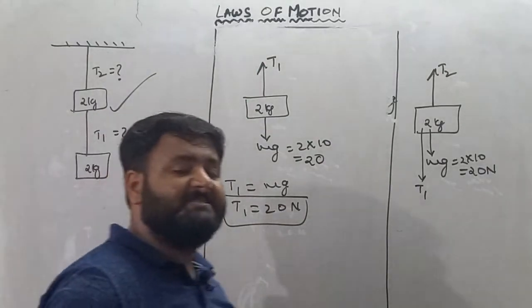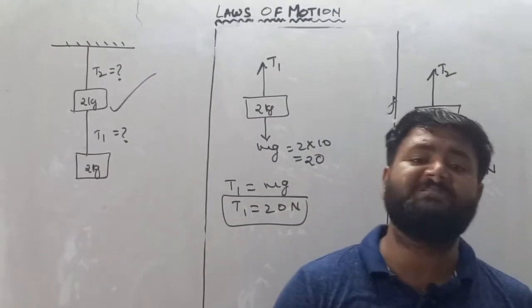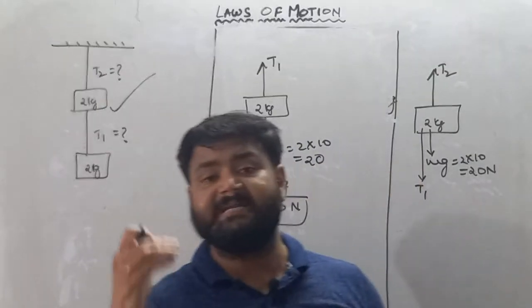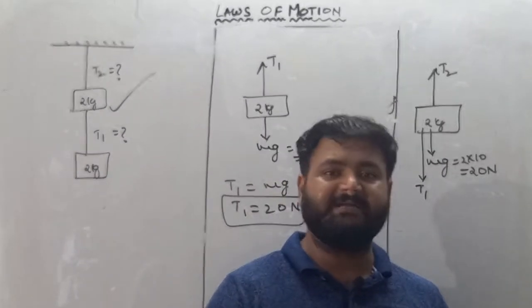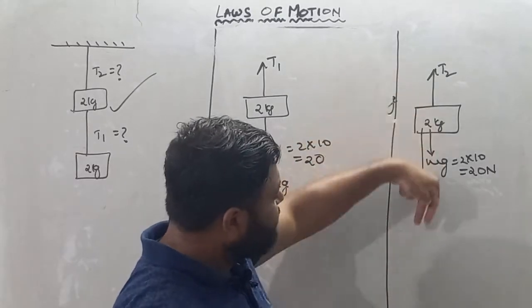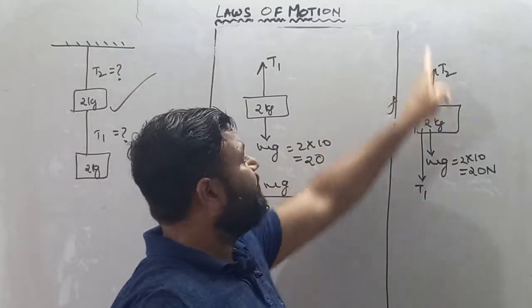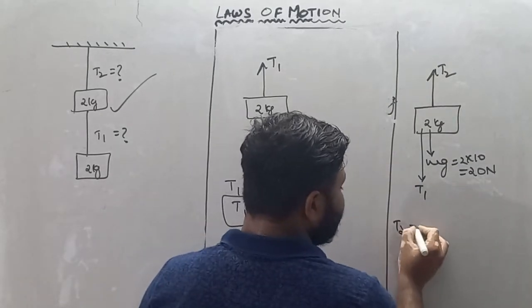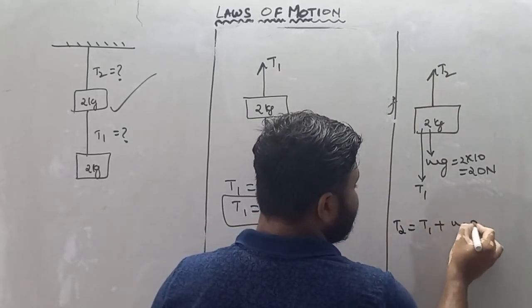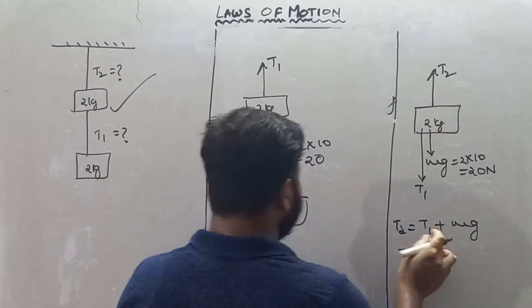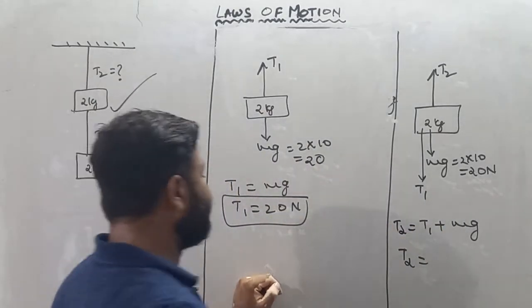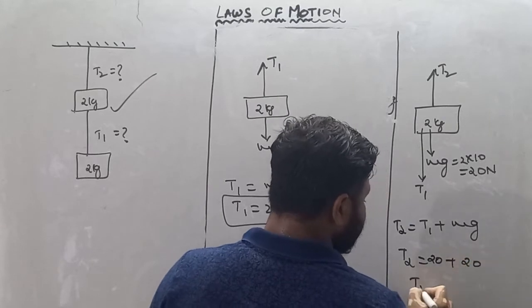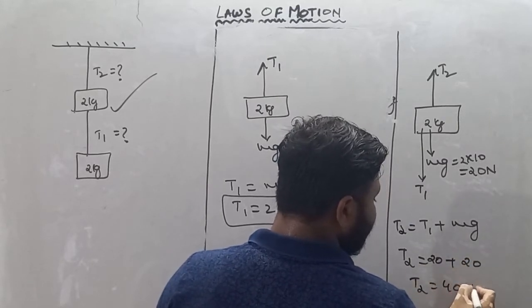The system is in equilibrium, so opposite forces are equal in magnitude and opposite in direction. Two forces are in the downward direction, one force is in the upward direction. So T2 must be equal to the opposite forces, that is T1 plus mg. So T2 equals the value of T1, which we already got as 20, plus mg, which is 20. So T2 equals, my dear student, 40 Newton.